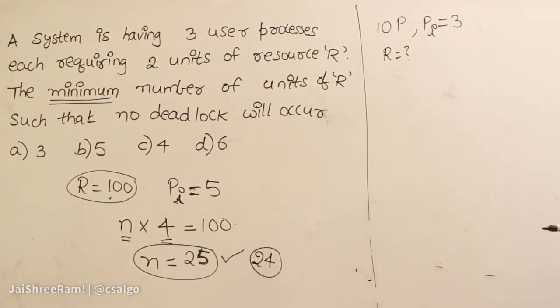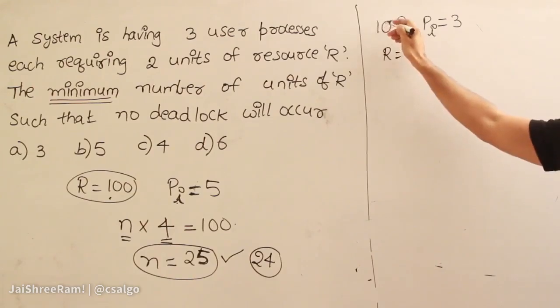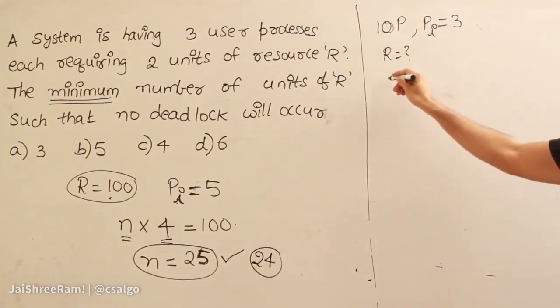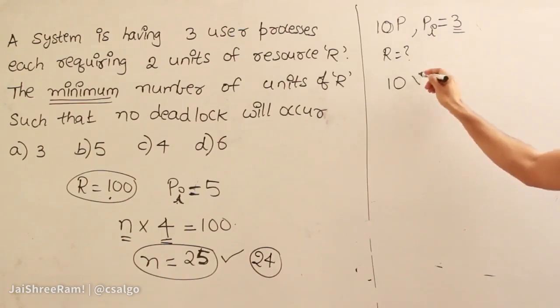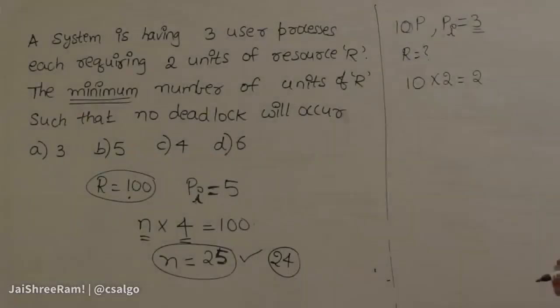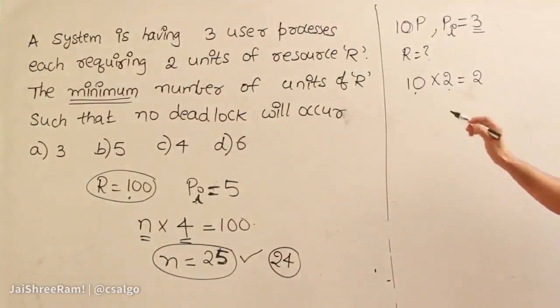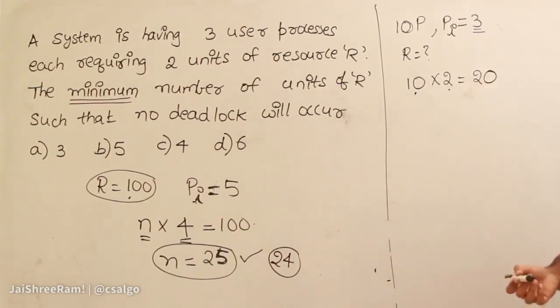Now see this, how can I find out the maximum number of resources because of which there will be deadlock? Now I want to put all the processes in deadlock in such a way that they will not come out. So see this, if I have 10 processes and everything requires 3, and if I assign them exactly 2 each, then combinedly they are going to take 20 resources and still they are going to be in the deadlock, isn't it?